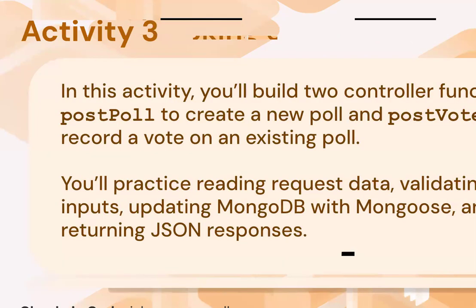So next we'll be going into activity 3, where you're writing 2 more controller functions. What post-poll is doing, your next controller function, is creating a new poll, and then post-vote is recording a vote on an existing poll. Using these 2 controller functions, you're going to practice reading the request data, validating inputs, updating MongoDB with Mongoose, and returning JSON responses.